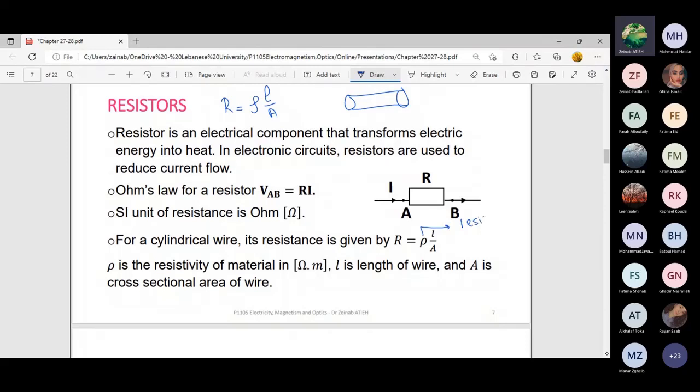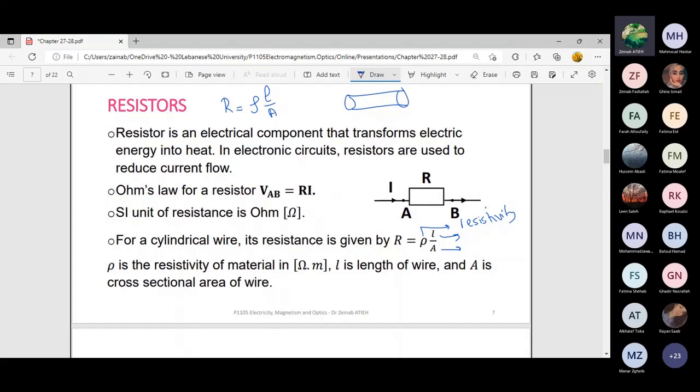Resistivity. What is resistivity? Each material has its own resistivity. It's a constant. So copper has resistivity, aluminium has, iron has resistivity. This is a constant for each material, and it tells how much resistance this material has. So rho is a constant for each material. L is the length of the wire, and A is the cross-sectional area of the wire. So you can see that if my wire is long, L is large, the resistance will be large. If the area is large, I will get small resistance.